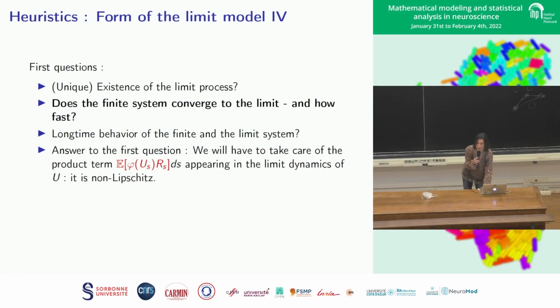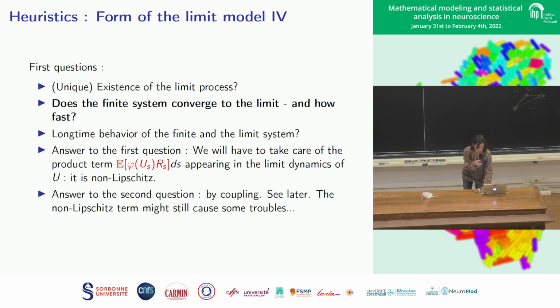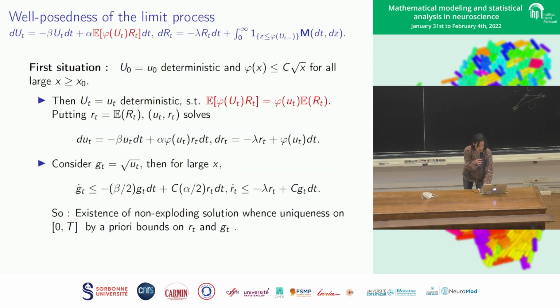As I said, we have to take care of this non-Lipschitz term, and I wanted to show you two kinds of answers. The first answer is easy. As I said, if I suppose that in the limit system the initial condition is deterministic, then U is a deterministic quantity.